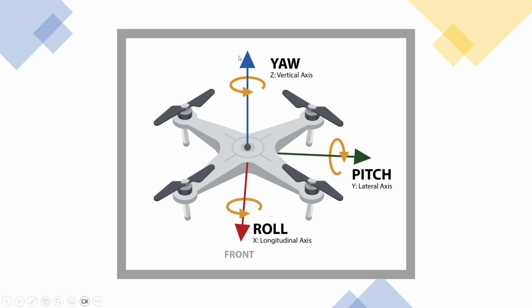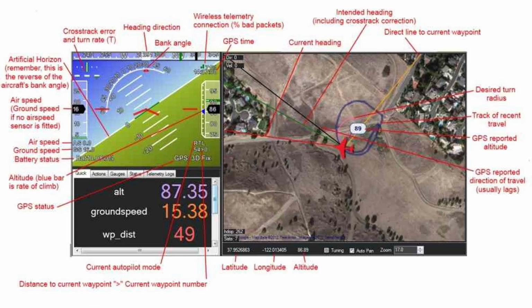Then we have this yaw. If you want to rotate your drone, if you want to change your heading, then naturally you can yaw, as it's mentioned over here. So in our Mission Planner, there are a lot of parameters and indicators being displayed. You can just have a look over here, but once we jump into the software part, we will be able to discuss more on that.